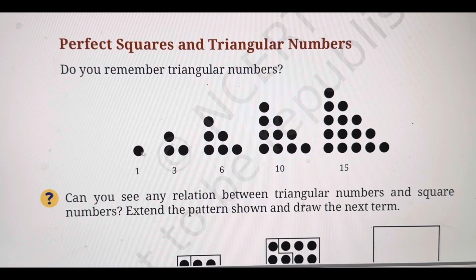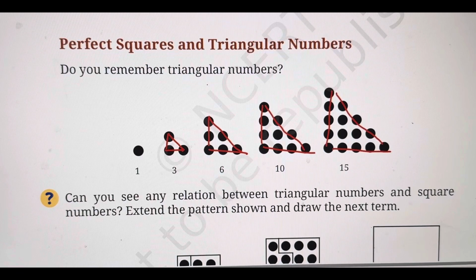Like 1 is a square number as well as a triangular number. 3, you can see it is arranged in the form of a triangle. 6 can be arranged in the form of a triangle. Then next is 10, which can also be arranged in the form of a triangle. Then it is 15. So how are these two things, perfect square and triangular number, related? Let us see.